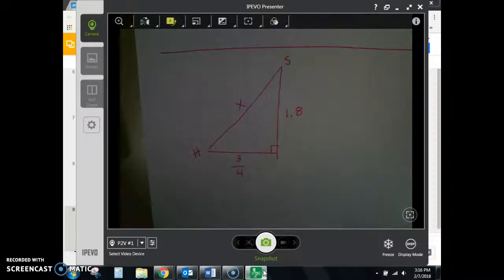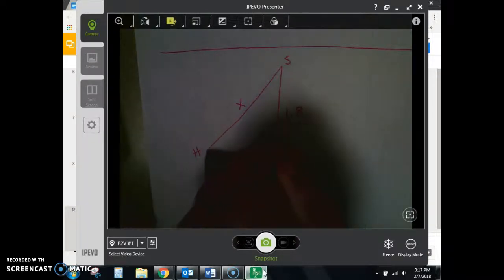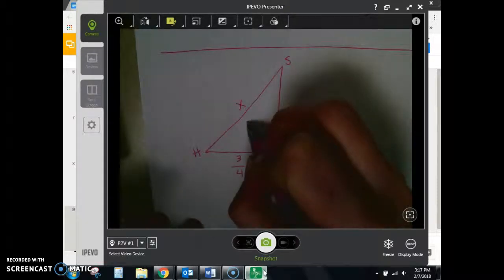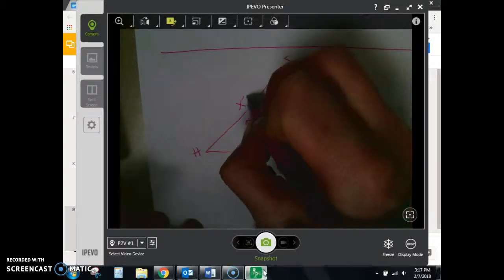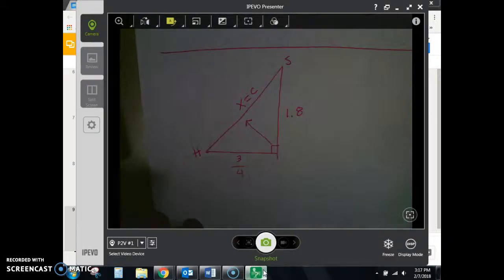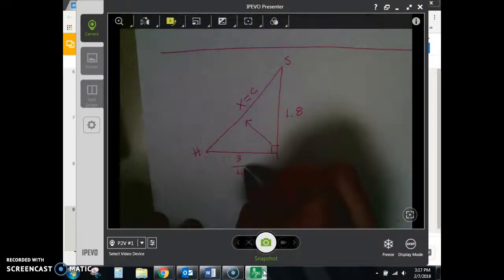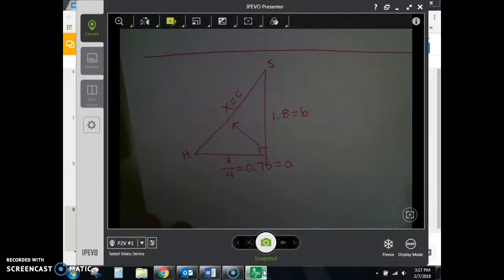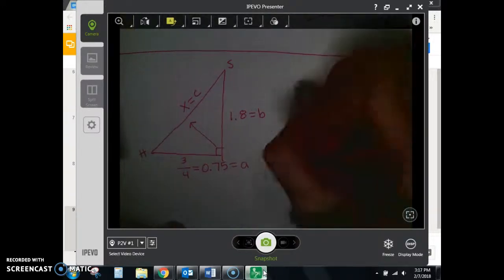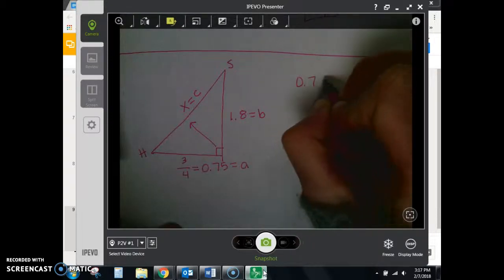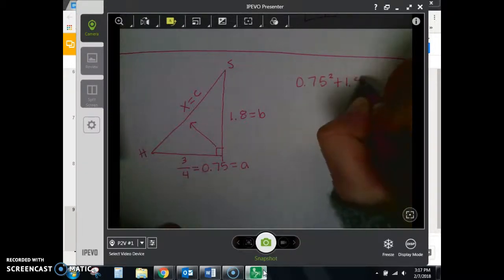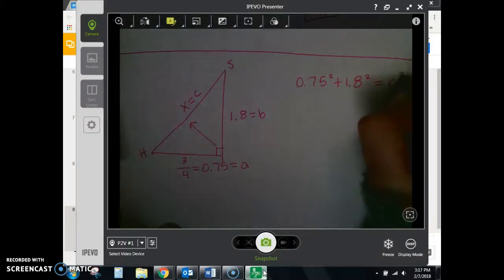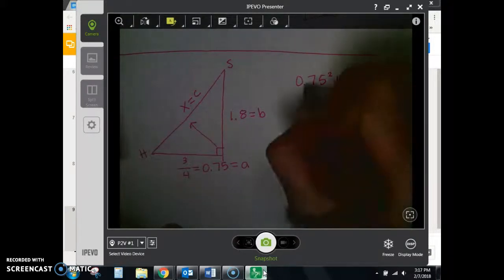Okay, so the first thing you need to do is label A, B, and C. Okay, since this is across from the right angle, this would be C. Now 1.8 could be A or 3/4 could be A, it doesn't matter. I'm going to turn 3/4 into a decimal, so 0.75, and I'm going to say that that's A, and 1.8 is B. So now we're going to use the Pythagorean theorem. So we have to do 0.75 squared plus 1.8 squared equals C squared, because we don't know what that diagonal distance is.